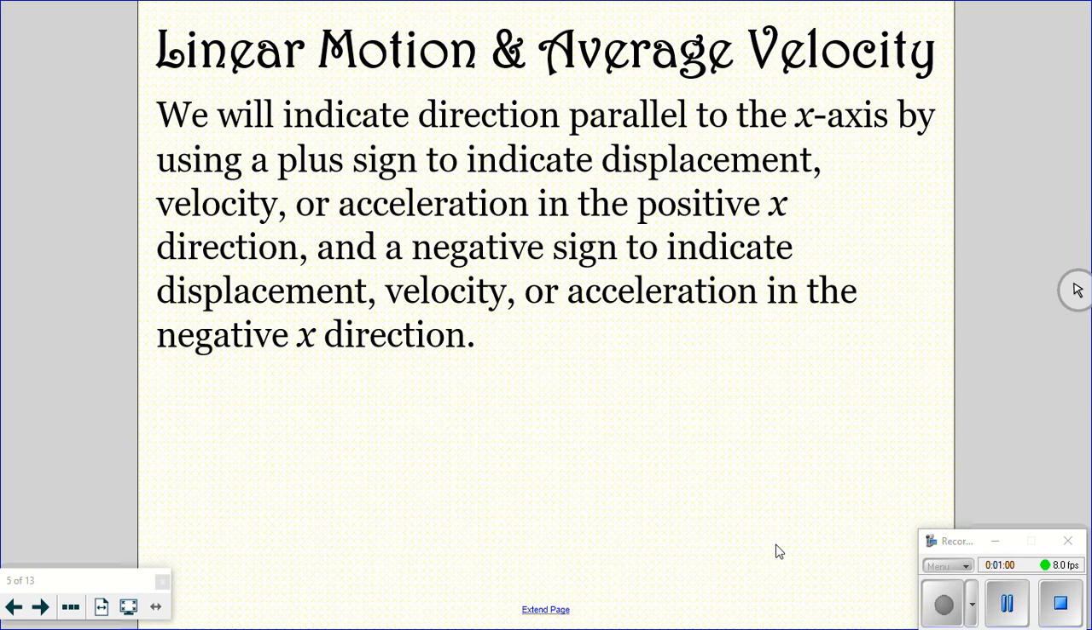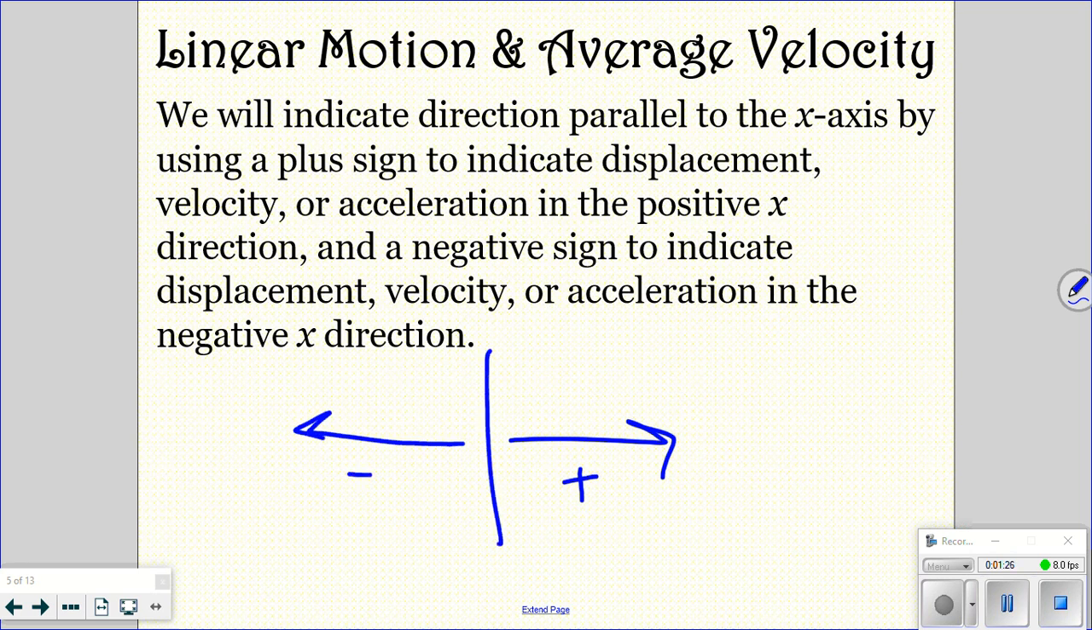We're going to indicate direction that is parallel to the x-axis by using a plus sign for displacement, velocity, or acceleration in the positive x direction, and a negative sign to indicate displacement, velocity, or acceleration in the negative x direction. So if you're going this way, that's going to be a plus, and if you're going this way, that's going to be a minus, just like on your x-y axis. This is the positive numbers, and these are the negative numbers.